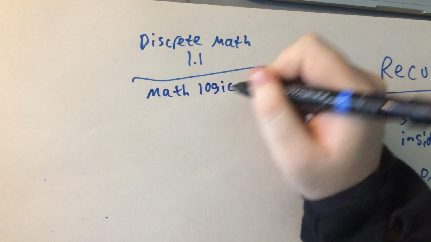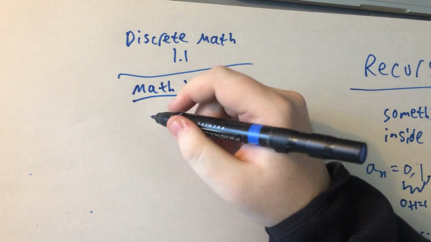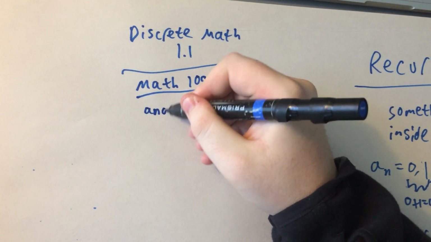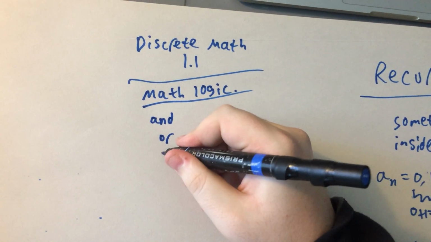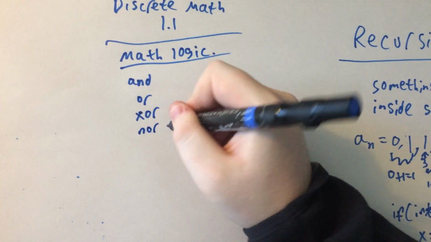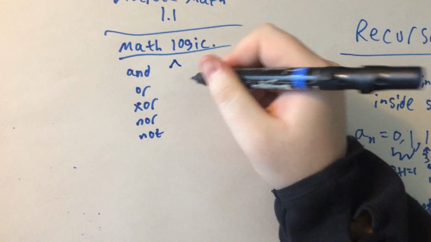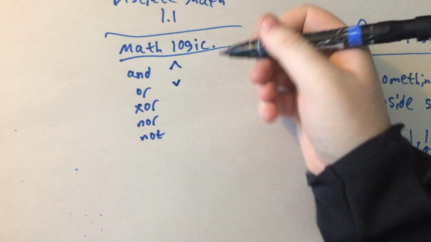We're not going to get into Boolean yet, but we are going to get there eventually. I just want to give you a few symbols. There are symbols for certain words like AND, OR, XOR, which we'll learn about later, NOR, and NOT. So these are just the symbols you would use. You would use a caret for AND, an upside down caret for OR.